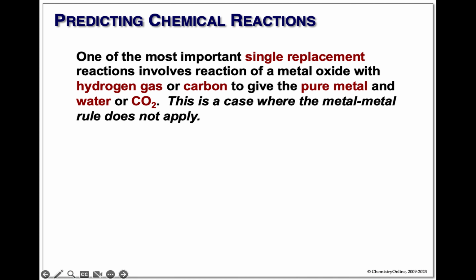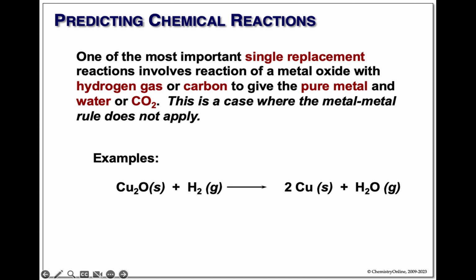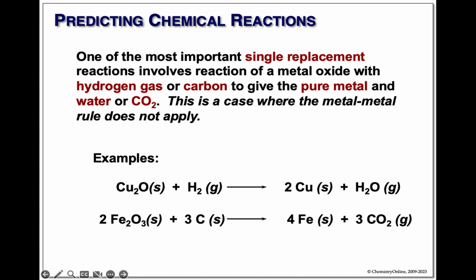There are exceptions, of course, because this is a rule. Sadly, the most important single replacement reactions industrially are the exceptions. So, they involve hydrogen gas or carbon, and they're used in refining. If you take copper oxide, expose it to hydrogen, you will get copper metal and water.